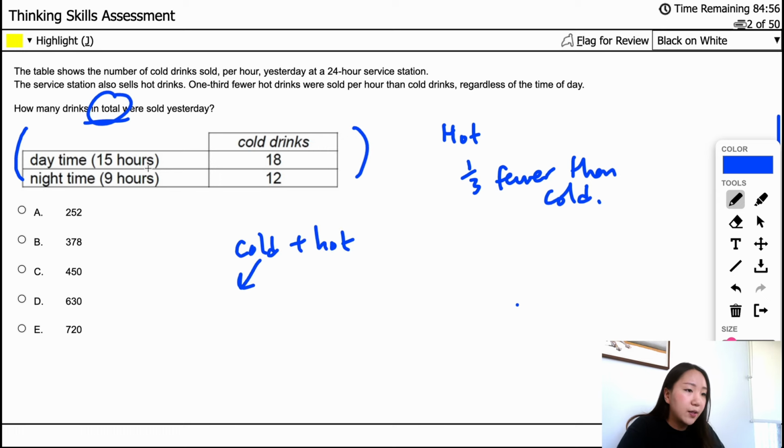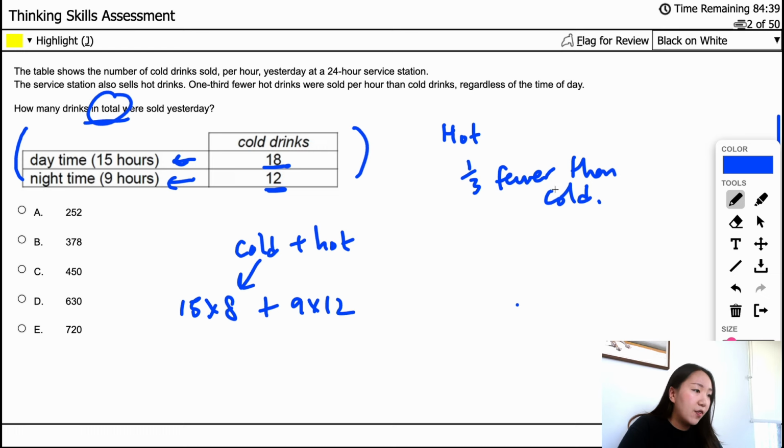We know cold because there are 15 hours in the daytime, and it's 18 drinks per hour in the daytime. So we just have to do 15 times 18. And then we have 9 hours in the nighttime and 12 drinks per hour at night. So it'll be plus 9 times 12.